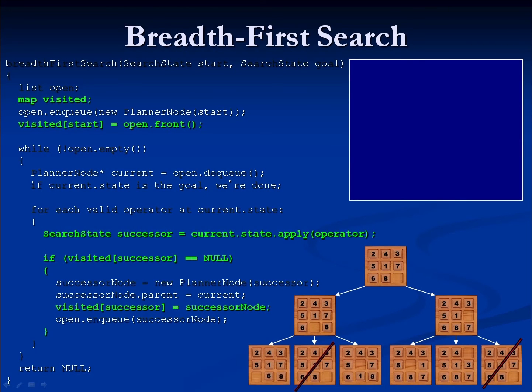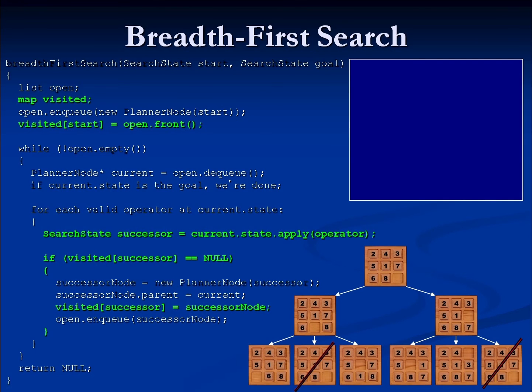Otherwise, for each valid operator at the current problem state, we're going to apply that operator to derive a successor state. We're going to check to see if it's a duplicate, and if it is a new problem state, we're going to wrap that problem state in a tree node. We're going to keep track of how we got there by setting its parent, and we're also going to mark that we have visited this problem state. And finally, we must queue that node up.